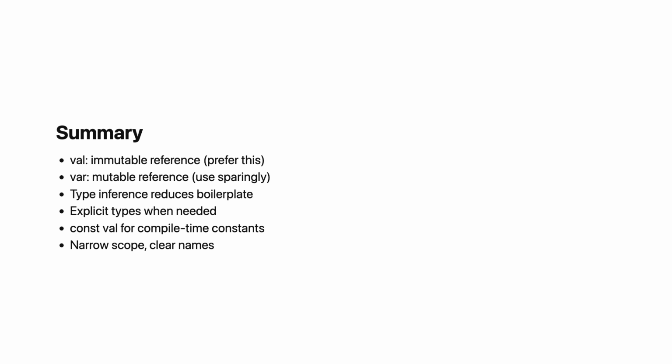Let us summarize. Val declares an immutable reference. Once assigned, it cannot be reassigned. Prefer val. Var declares a mutable reference. It can be reassigned. Use only when necessary. Type inference lets you omit types when the compiler can figure them out. Explicit types are needed for parameters, when there is no initializer, or for clarity. Const val declares compile time constants. Keep scope narrow. Name variables clearly. Variables are simple, but using them well makes code clearer.